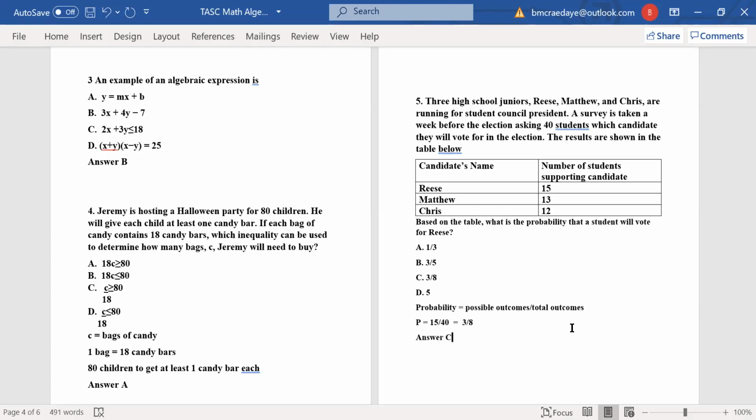Math. Simplify the 15 possible Reese, 15. They told you the total, 40 students, but you add them up, you get 15, 13, 12, 40. And then simplify that by dividing numerator and denominator by 5, and you get 3 over 8. Okay? Any questions?